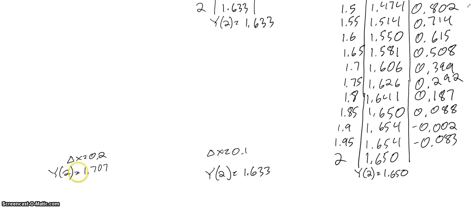So right now, when the change in x is 0.2, I found that the y value is 1.707. When the change in x is 0.1, I found that y is 1.633, and when the change in x is 0.05, that y is 1.650. So I'm going to try to set up that graph for us real quick.